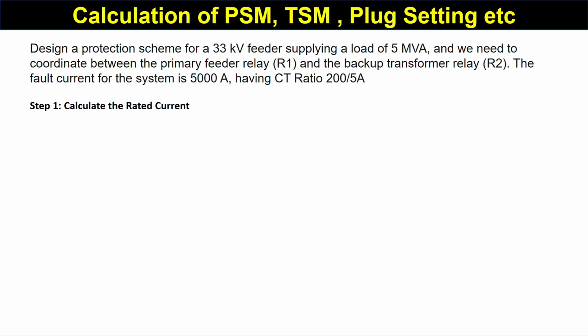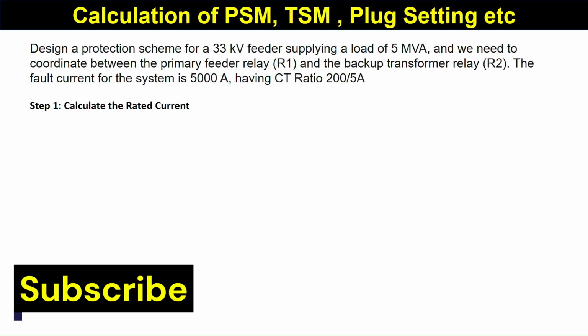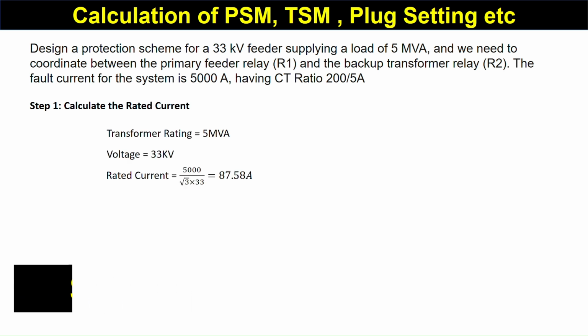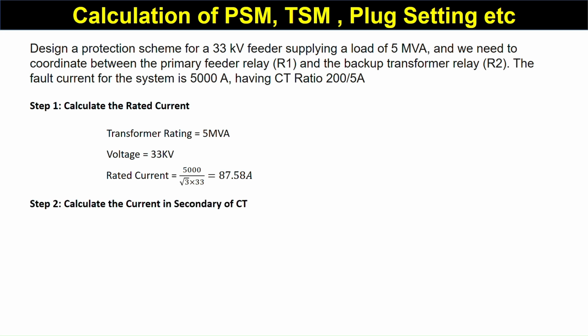Step 1. Calculate the rated current. First step is we have to calculate the rated current of the load. Transformer rating is 5 MVA, voltage is 33 kilovolt, so rated current will be 5 MVA divided by root 3 into 33, that is 87.58 amperes.